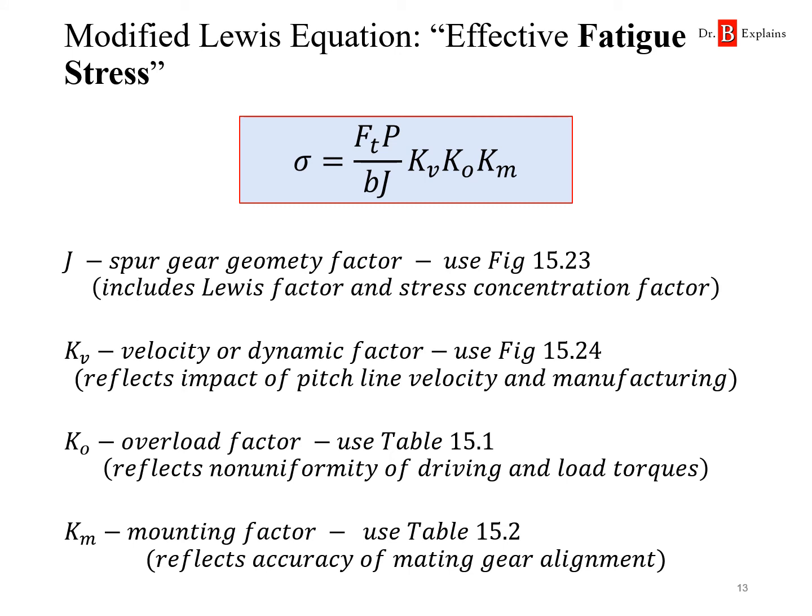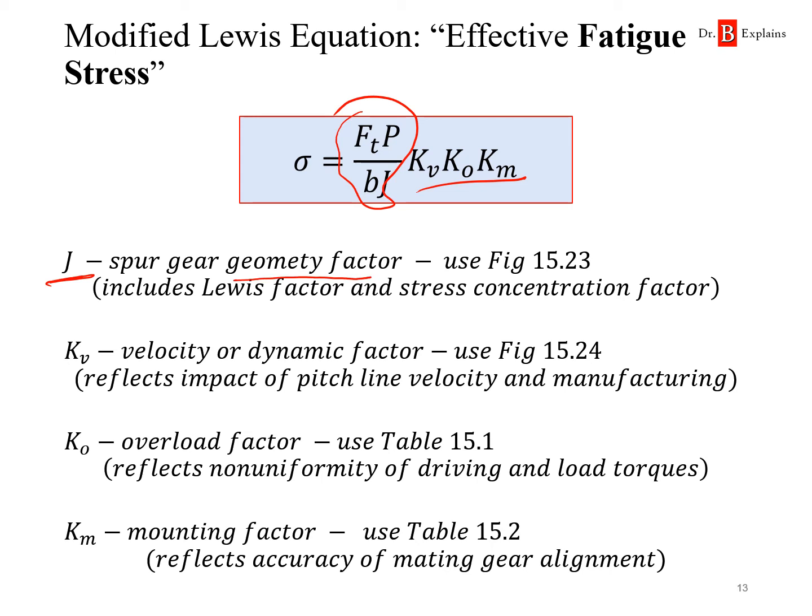So here we have the modified Lewis equation for effective fatigue stress. It's basically the Lewis equation. You can see some of it over here, but instead we have other factors which are going to add the contribution of the pitch line velocity and all the stuff we covered on the previous slide. So instead of y, we have here a J. This is a spur gear geometry factor.